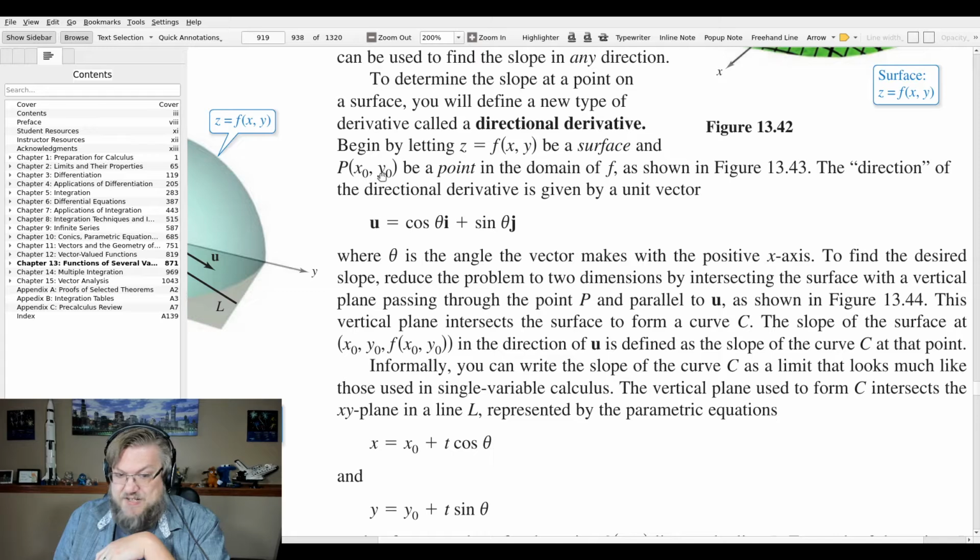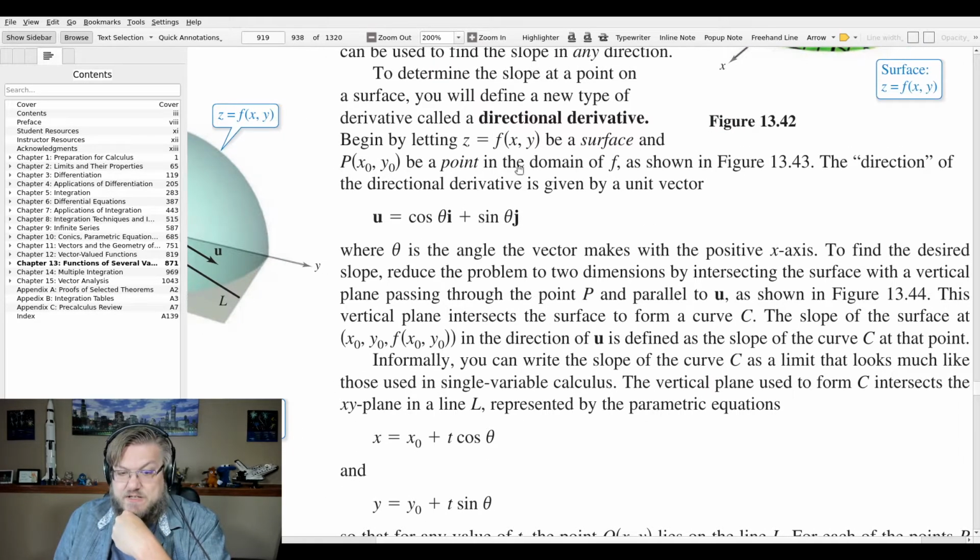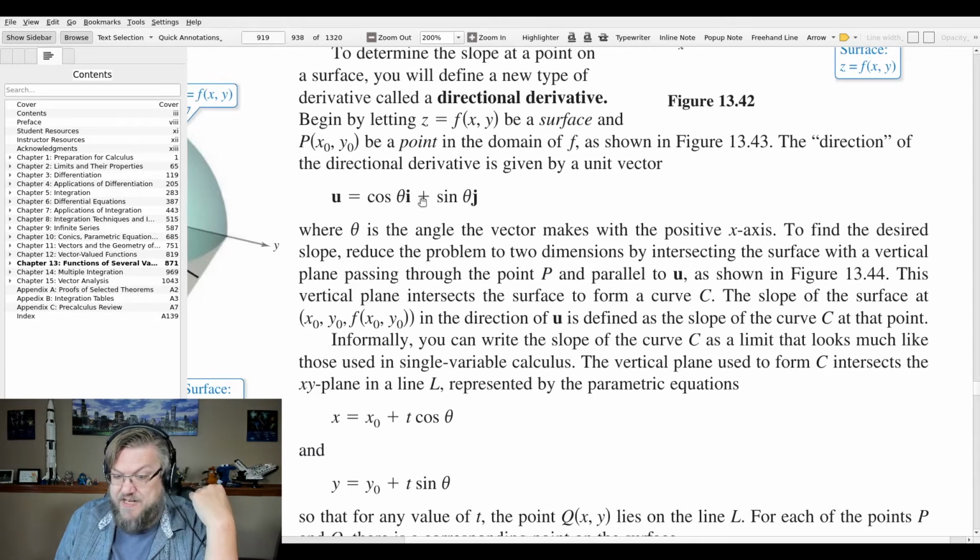So the point is at x naught, y naught. Yeah? And we're given a unit direction that we want the derivative in, right? So that we want to find the slope in this direction. Remember, we can state any unit vector in terms of this parameterization of cosine theta i plus sine theta j. Yeah? And theta, again, is the angle that it makes with the positive x-axis. All right? So that's our setup, right?